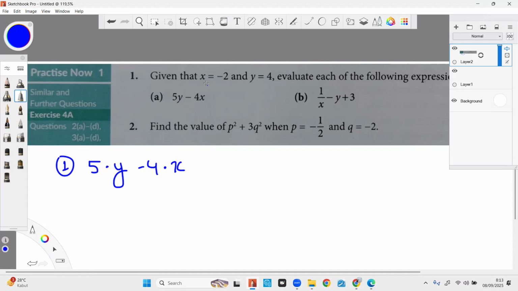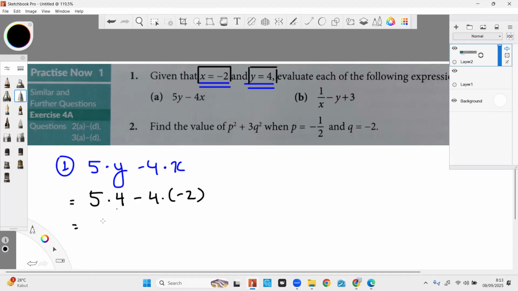And then x is -2, y is 4. So you change all the y and x by the number that is specified in the question. Okay, so 5y, the y is 4. Be careful, this is not 54, it is 5 times 4. 4 times x -2. Then you can evaluate the value.